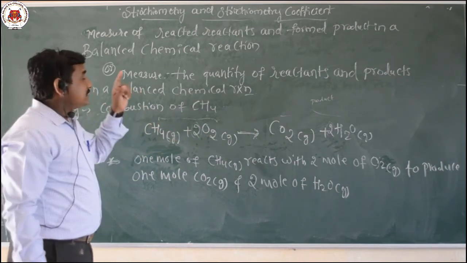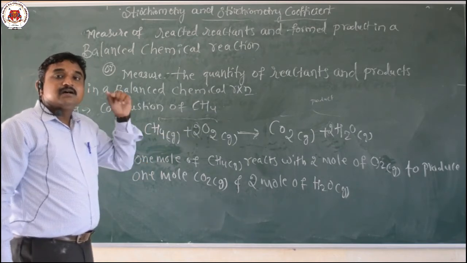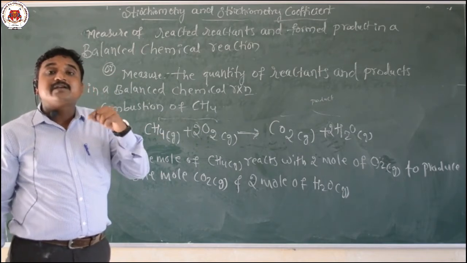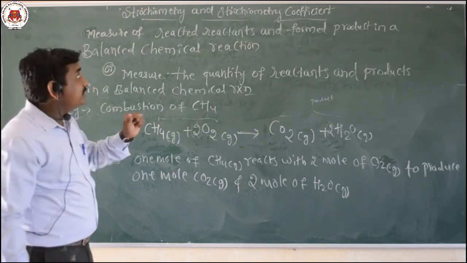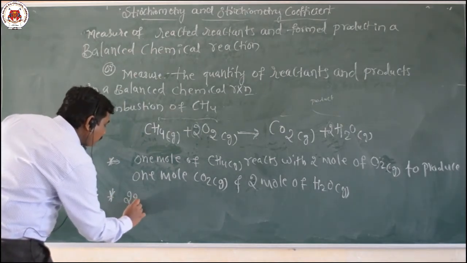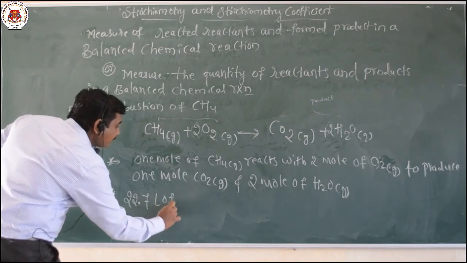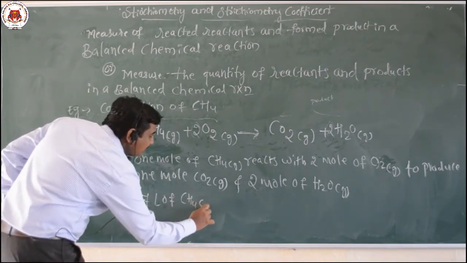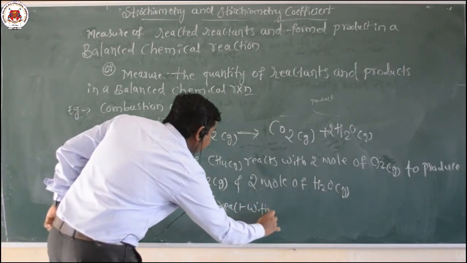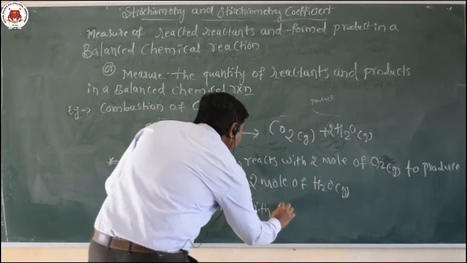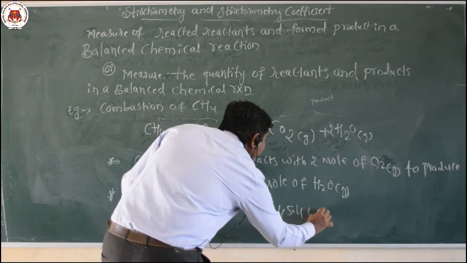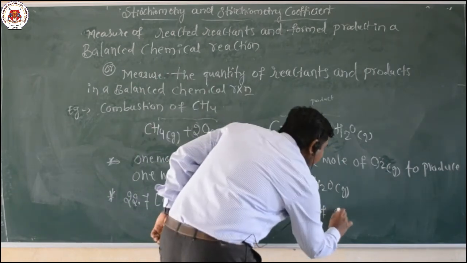Okay, the stoichiometric coefficients indicate how many moles or how many molecules take part in the chemical reaction. So that is indicated by the stoichiometric coefficient. Or you can say that 22.7 liter of methane gas reacts with 45.4 liter of oxygen gas.